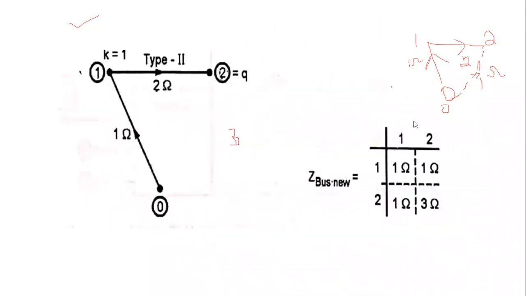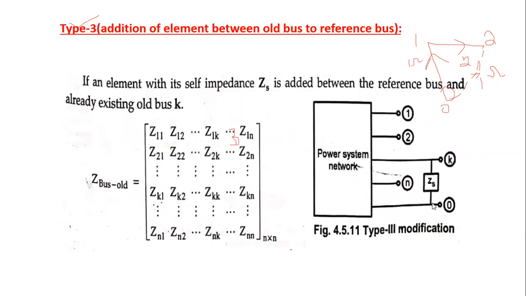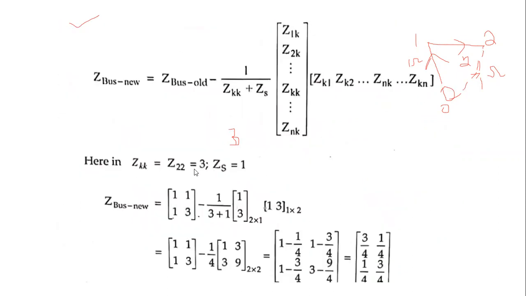That will be observed in the previous matrix. This is the Z22 value, then Z22 is equal to 3 ohms. Therefore, Z22 is equal to 3, and ZS means the element which will be added, that is 1 ohm. Therefore, ZS is equal to 1.